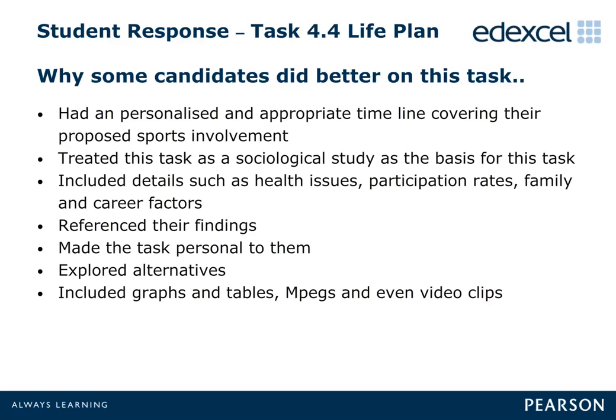Task 4.4. The Life Plan. The overall standard of the life plans ranged from excellent to too simplistic, but in general, centres and therefore their candidates seem to have embraced this task when applying a sociological perspective to a sporting timeline. The task is best presented by breaking the life plan down into 5 clear sections. Typically, this should be 16 to 18, 18 to 21, 22 to 35, 35 to 50, and then 50 plus.